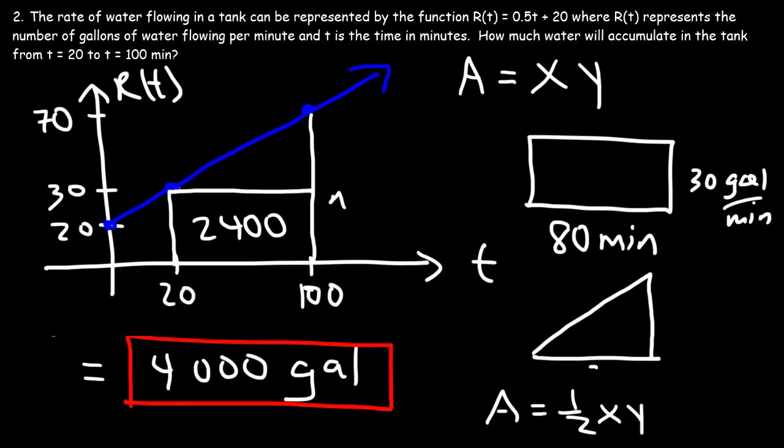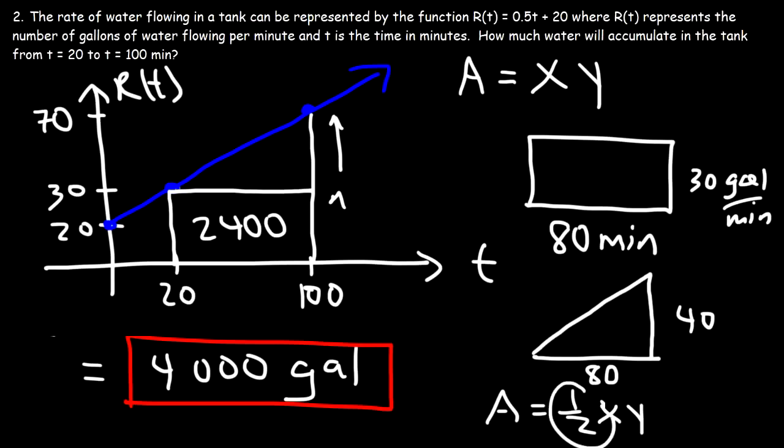Now the base of the triangle is still 80. It's still the difference between 100 and 20. But the height of the triangle is the difference between 70 and 30. So it's 40. Now 80 times 40. 8 times 4 is 32. And if you add the two zeros, that's 3,200.